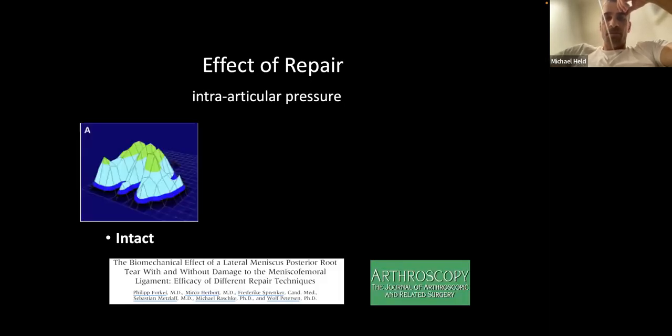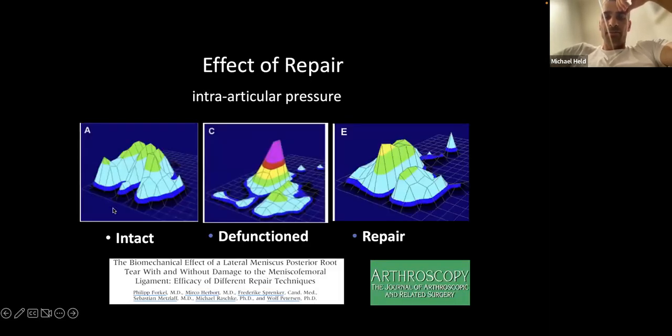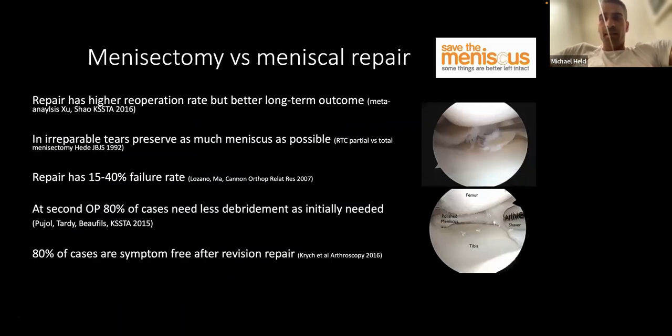Okay, so this is the effect. This is an intact meniscus, and we saw that before, and this is a dysfunctioned meniscus. This was a cadaver study that showed that if you repair the root and you repair it in the right place, you can have a near normal biomechanical function again of the meniscus, which is massive in terms of preventing arthritis.